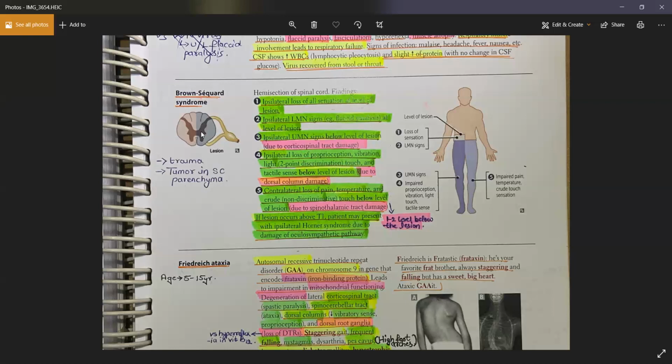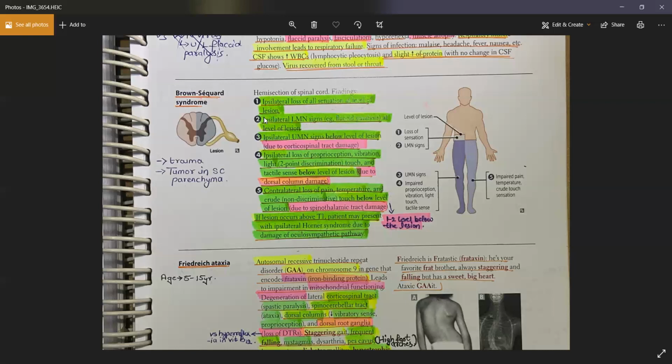All the fibers for pain and temperature will be running here and crossing over is happening here. So at the level of lesion, I will get the ipsilateral loss of pain and temperature. And I will get the ipsilateral loss of proprioception also, because of this dorsal column damage. So at the level of lesion, I will be having a loss of all the senses ipsilaterally, and I'm having the ipsilateral lower motor neuron signs.